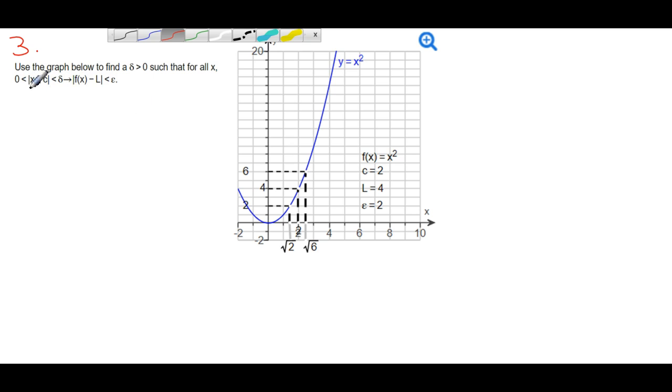Once again, this is what I like to call the epsilon delta definition of a limit. When you hear epsilon delta, I'm saying epsilon first, okay? So epsilon is given first, and then we use epsilon to find delta. Okay, so epsilon delta.